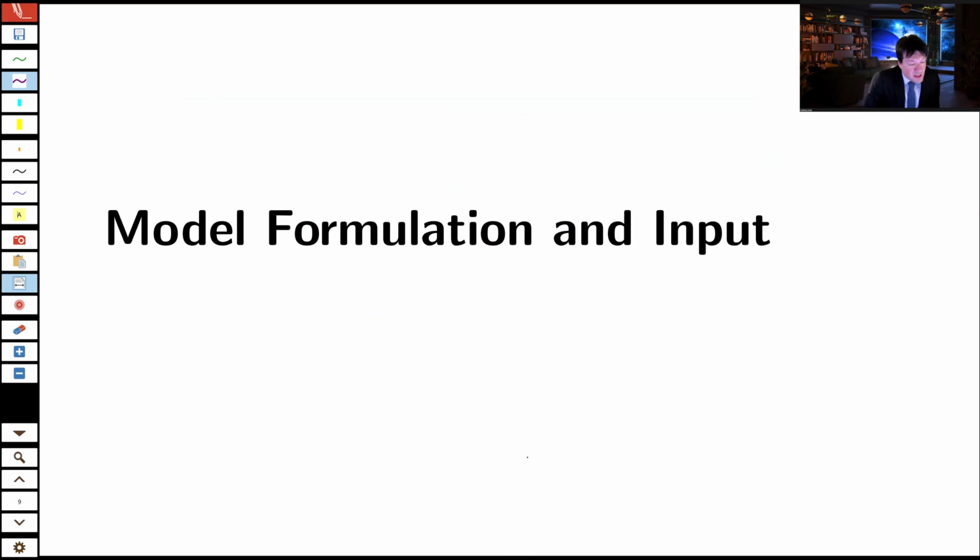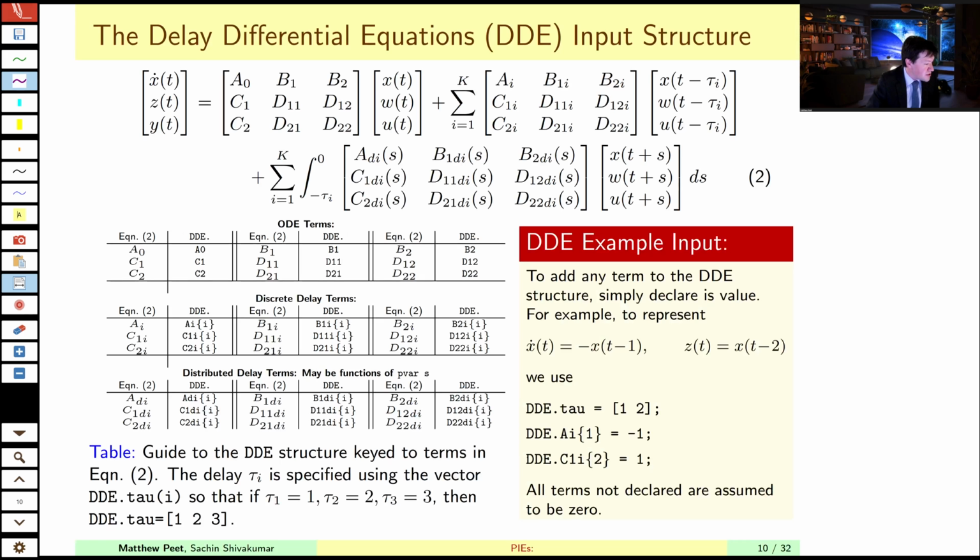Of course, the idea is we would like to be able to not work with PIEs directly, but take differential equations, delay differential equations, neutral type systems, and convert them to PIEs and then manipulate them that way. So, of course, we need a way of inputting our system into PIETOOLS in a way which it can then be converted into a partial integral equation. So let's cover that now.